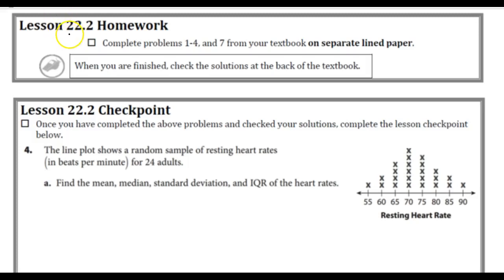Alright, welcome back to 22.2 homework. You will be expected to do questions 1 through 4 and number 7 from your textbook, so make sure you're doing that.